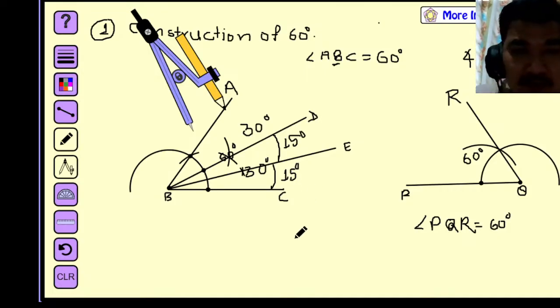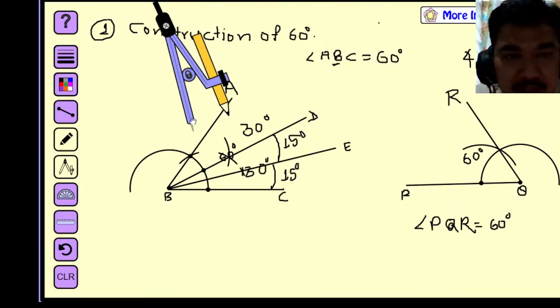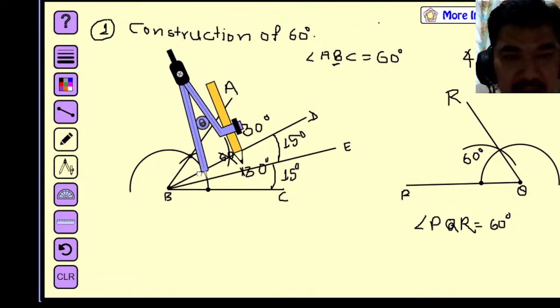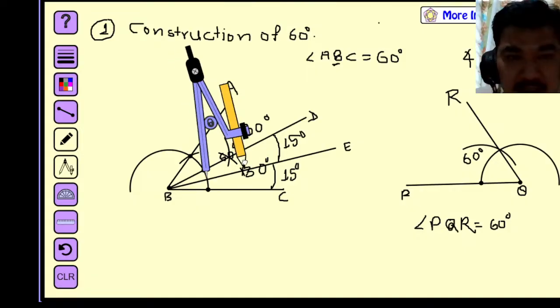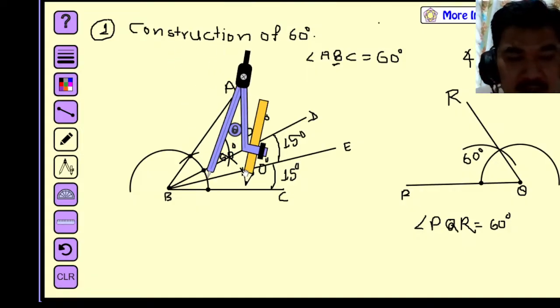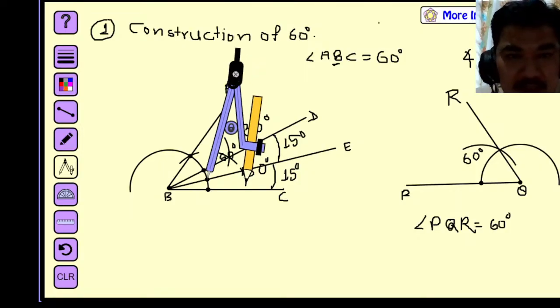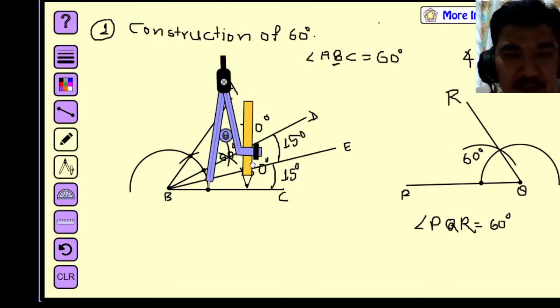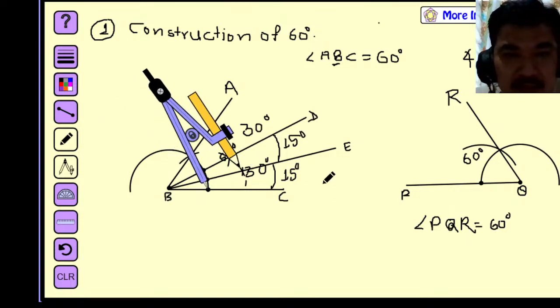Again, children, if you want to cut half of 15, then now you have to put the tip of the compass at this point, this one point, where this line of 15 degrees meets the main arc. Now cut this arc like this, here. The arc cut here will be half of 15.